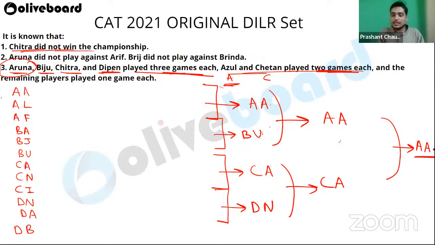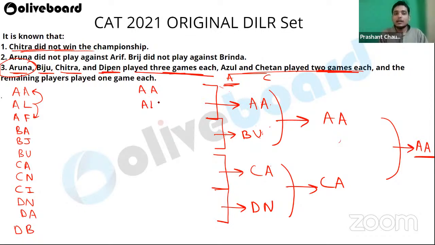I think this structure is very much clear. I don't think there should be any problem. Right? Now, coming to this part. Azul basically have played 2 games. That means Azul have first played with this and then played with this. So that is very simple because AA is going forward. That means the last game will be between AA and AL.